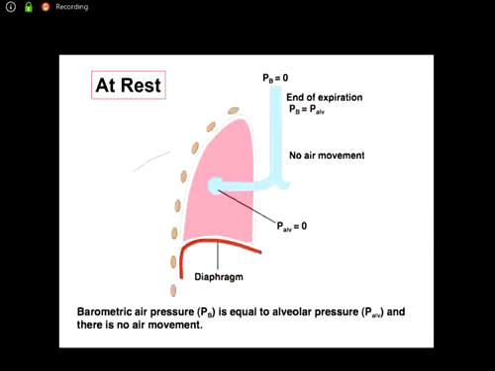Okay, so let's review in a simple way the different stages of inspiration and expiration. At rest, we have an alveolar pressure that equals atmospheric pressure, so 0 and 0. So there is no air movement. There is no difference in pressure. Therefore, nothing moves in and out. Okay, so that's the beginning, at rest.